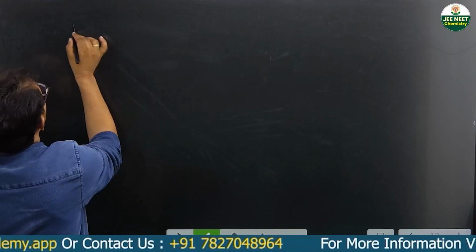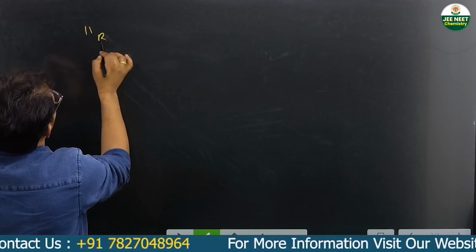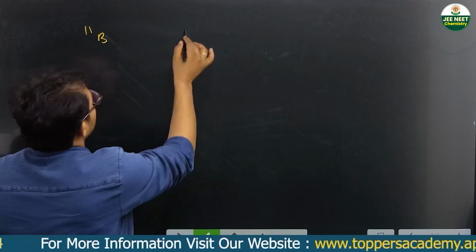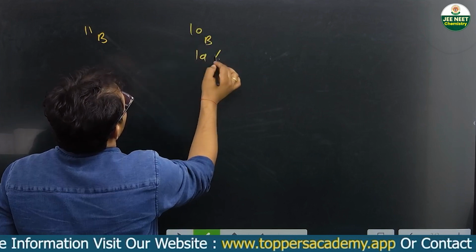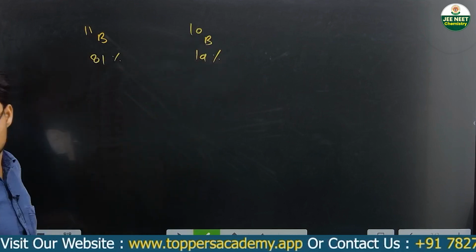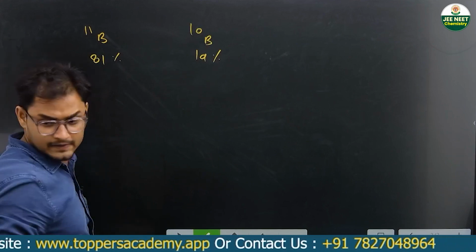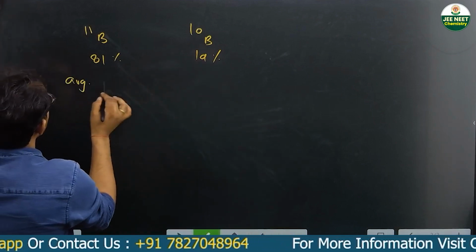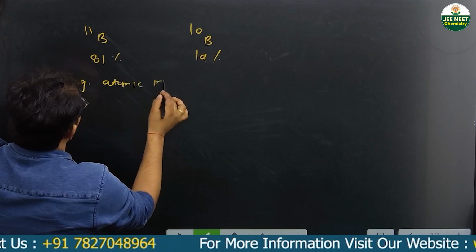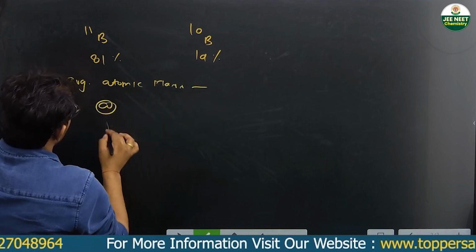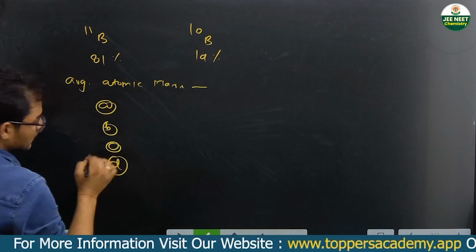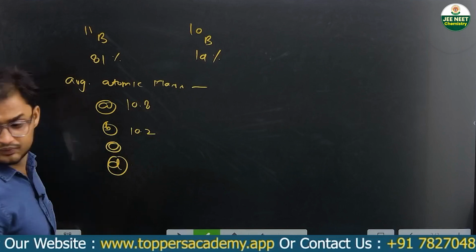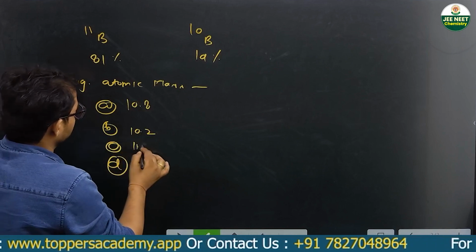So here it is given 11B, that is boron-11, and boron-10. Boron-10 has 19 percent abundance, and boron-11 has 81 percent abundance, right? So my dear students, now I have to find the average atomic mass. The options given in that question were 10.8, 10.2, 11.2 and 10.